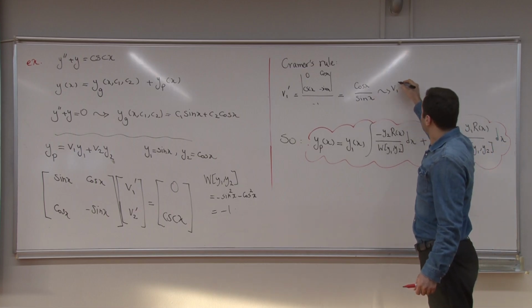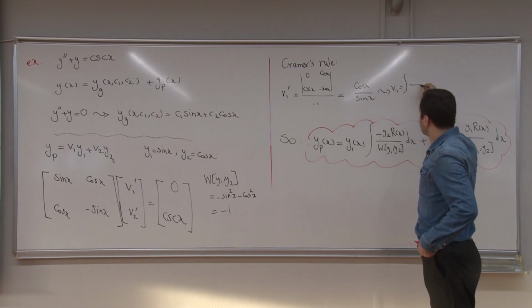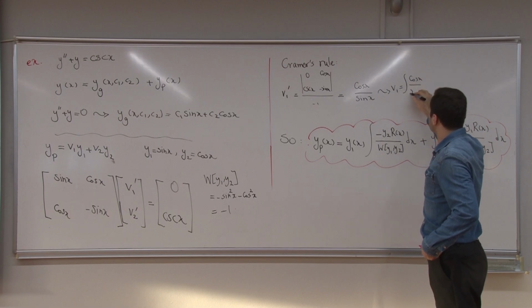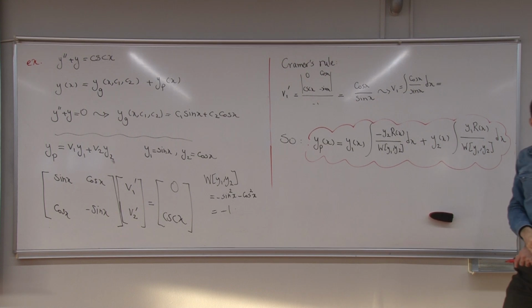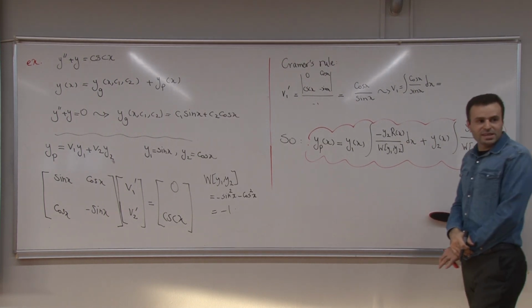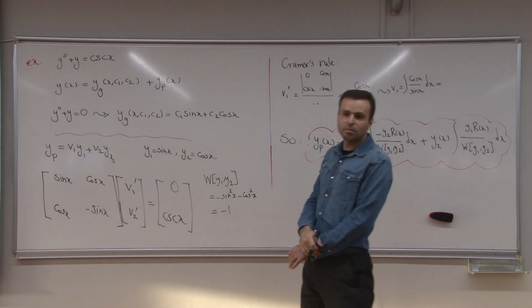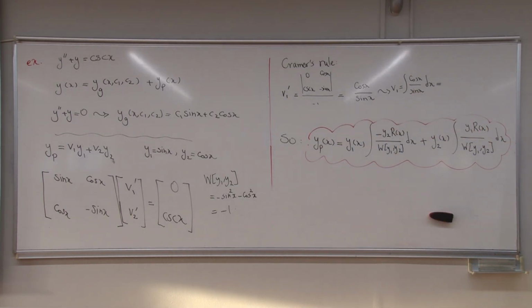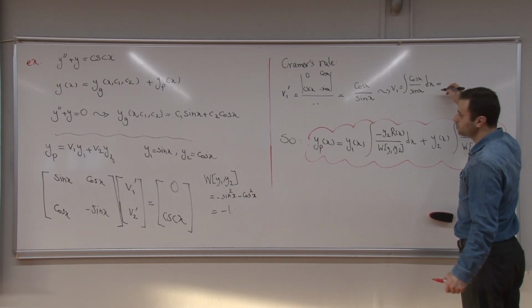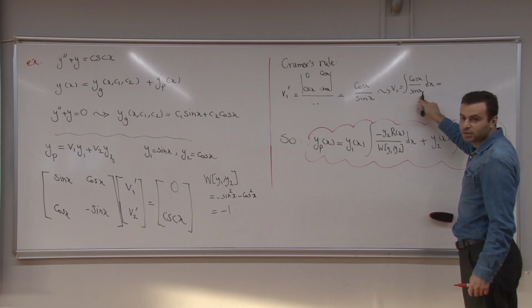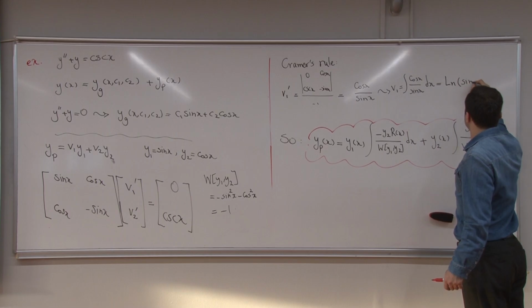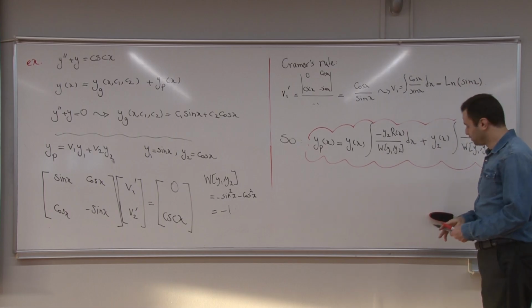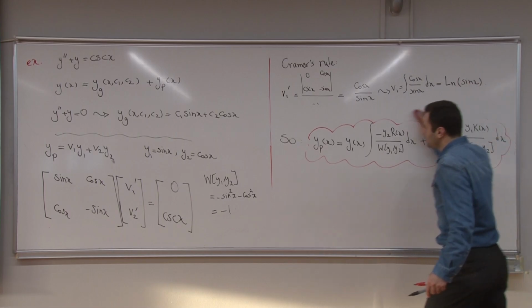Now, what is my v1? It is the integral of cosine of x divided by sine of x dx. And what is this equal to? Do you see the derivative of the denominator in the numerator or not? Yeah, but with a minus. What is the derivative of sine of x? Oh, right, right. So this is ln of sine of x. Let's keep it as this.